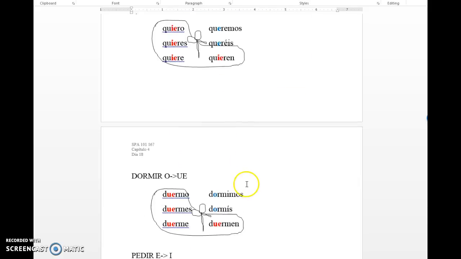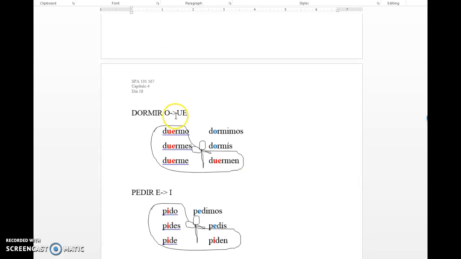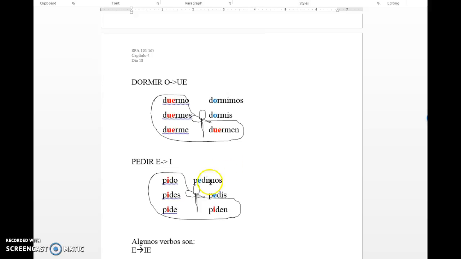Okay? Another example, dormir, which is an example of O to UE. So duermo, duermes, duerme, duermen. They're all in my shoe, but what's outside of my shoe is dormimos and dormís. They don't change. And the third group, the smallest group, E to I, like pedir, is pido, pides, pide, piden, but pedimos, pedís.